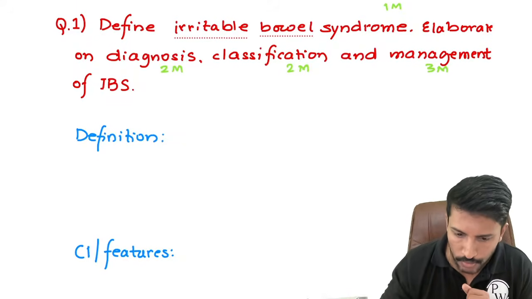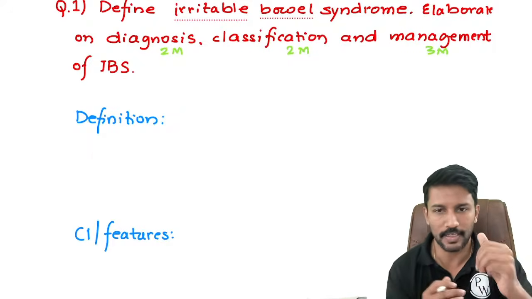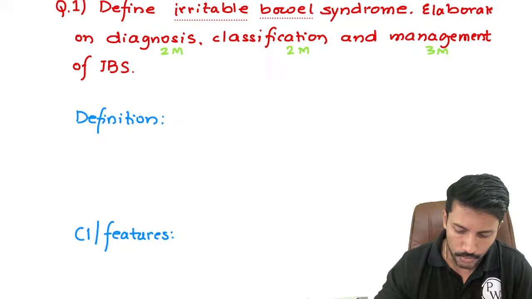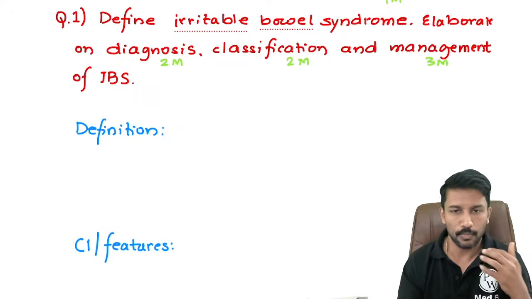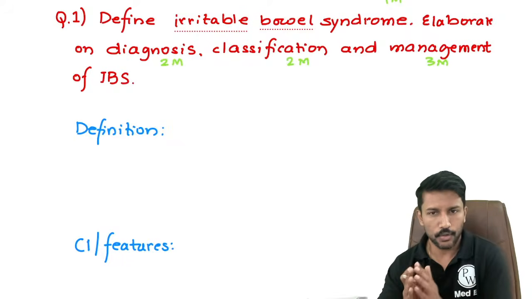Okay. Now what should I write? Shivu, hi, welcome. I'm good. What should I write as the definition of irritable bowel syndrome? 2 points I want you to include.